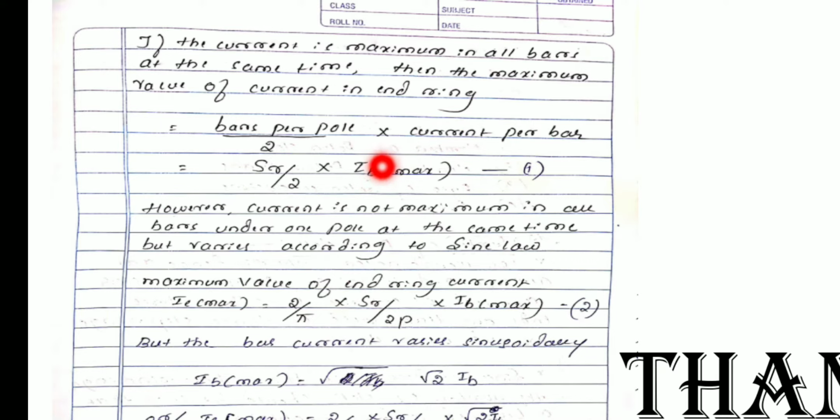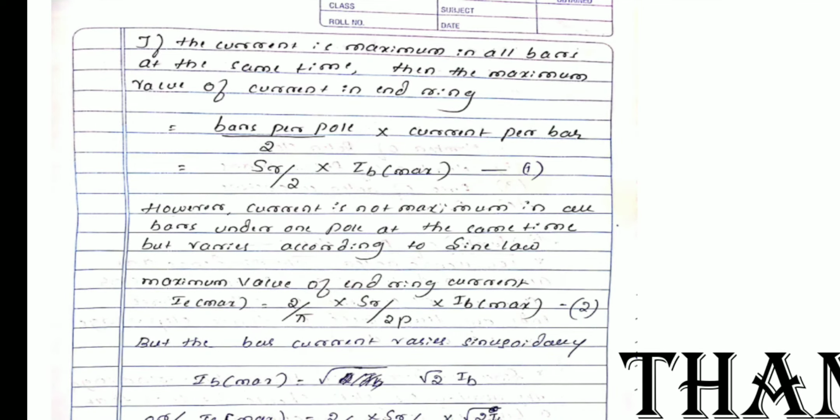In the bar, IB stands for the bar current I had taken, and this will be the maximum value of the current. So this is the first equation. What is the first equation? IE max is equal to SR divided by 2P into IB max. Call this equation 1.